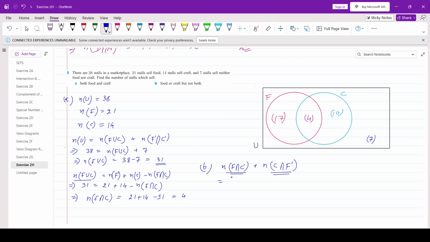Now, putting these values in this formula, we know this is going to be 17 and this is going to be 10. So the answer is going to be 27. Let's move on to the next question.